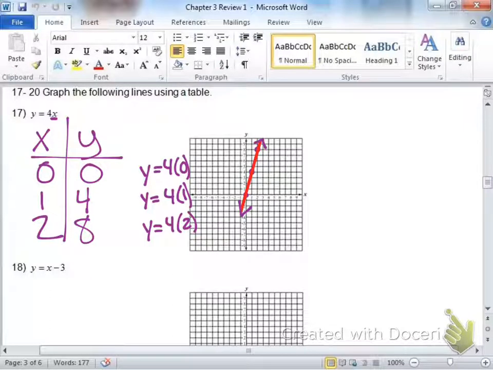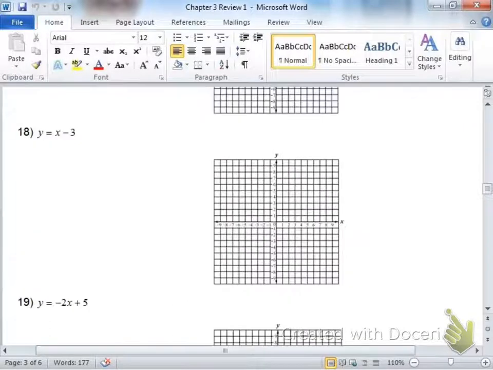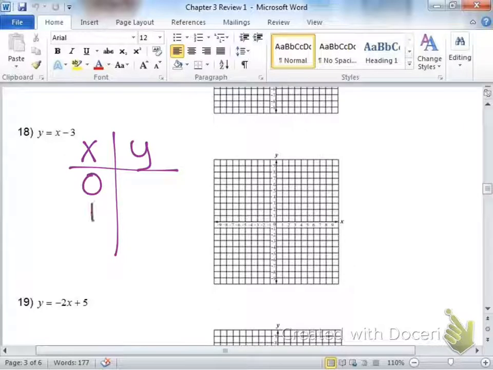Anyone need more time with number 17? All right, so next let's do a table for number 18. So we have y equals x minus 3. Once again, we get to pick the x's. We do some math to find the y's. I'm going to do 0, 1, 2.